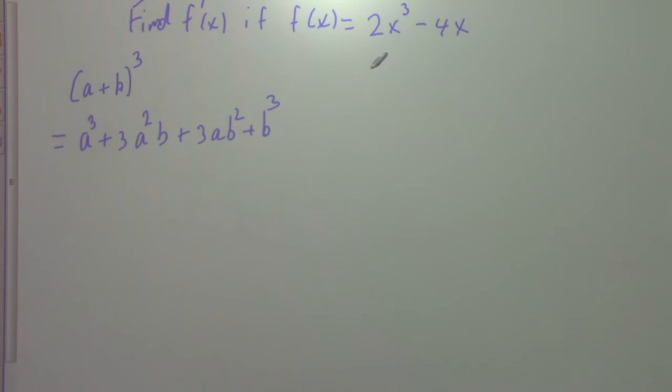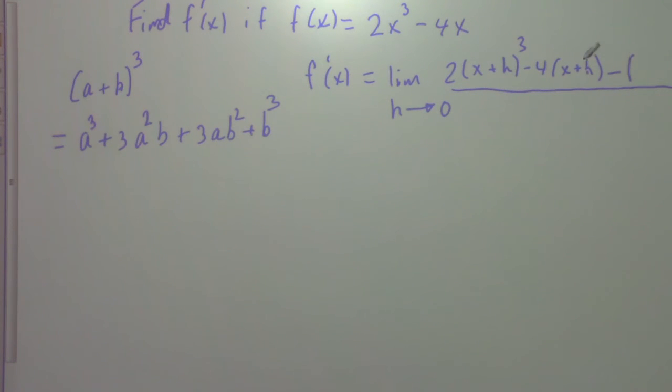So what we have here is f prime of x is going to be equal to the limit as h approaches 0 of this function here, we have x plus h cubed minus 4 x plus h. Then we're going to be subtracting this whole thing here. So we have to subtract f of x, which is subtracting 2x cubed minus 4x, all over h.